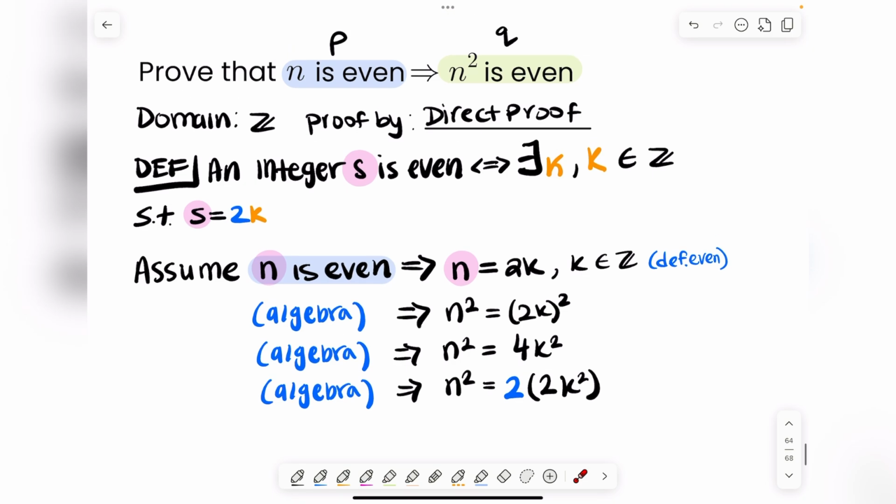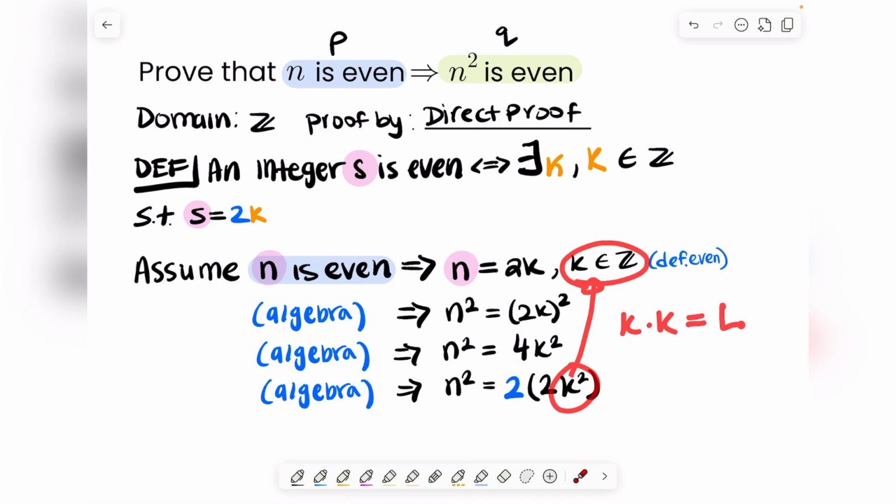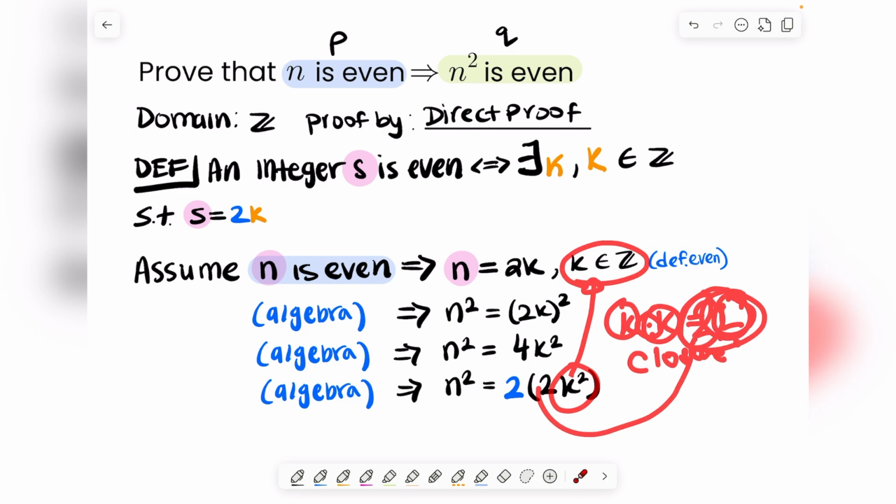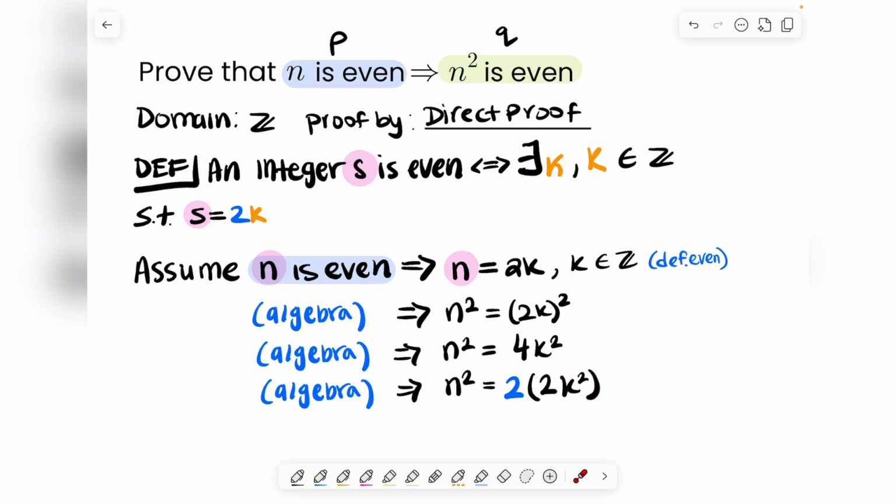So if we go back up, if we have an integer k, because we know k is an integer, and we multiply it by itself, it gives us another integer we can call L, because of the closure property of integers under multiplication, because the property says that if you multiply two integers, we know it's going to be an integer. And if we further multiply 2 times that integer, 2 is an integer times an integer is going to give us another integer r by the closure property of integers under multiplication again.